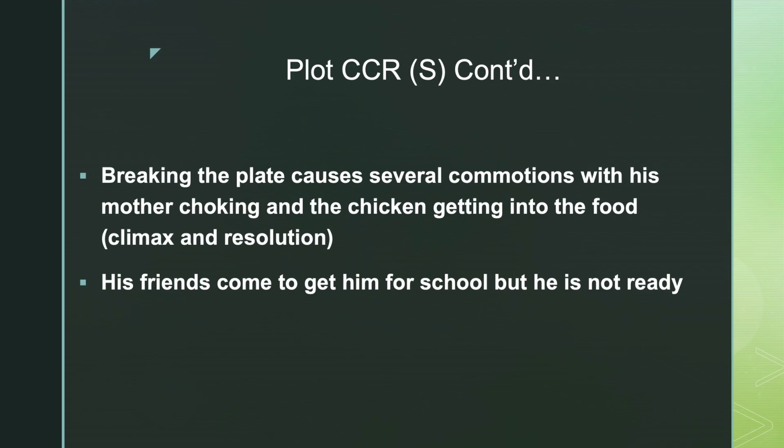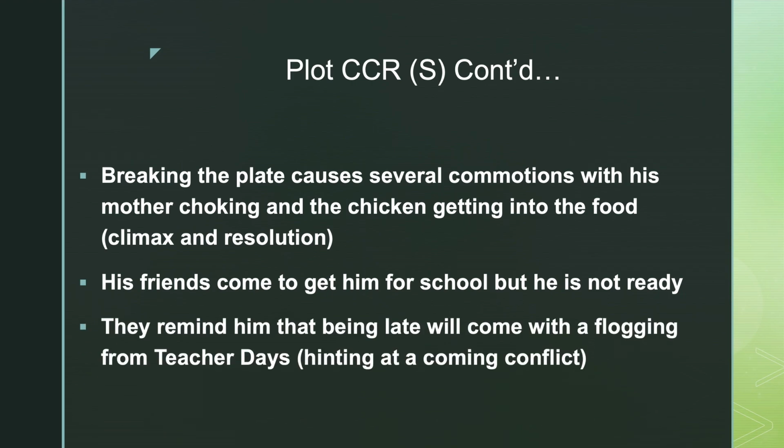Another conflict point, his friends come to get him for school, but he is not quite ready. They remind him that Teacher Days is going to flog those who are coming late. All right, that wasn't too bad, was it? Let's take a look now at the characters.